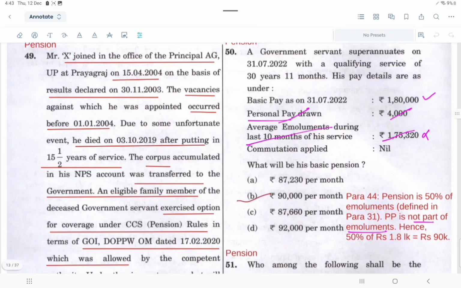So pension will be half of the basic pay, which is 90,000 per month. So option B is the right answer. So again your knowledge is checked, कि आपको पता होना चाहिए कि 50% होगा पेंशन, emoluments कौन से चूज़ करने हैं, एंड पर्सनल पे पार्ट होगा या नहीं emoluments का. So these three key knowledge points you should know to solve this question. Simple है. Let's move on to the next question.